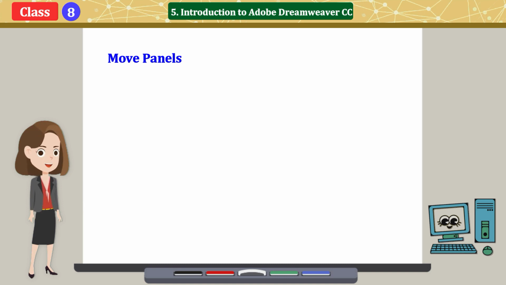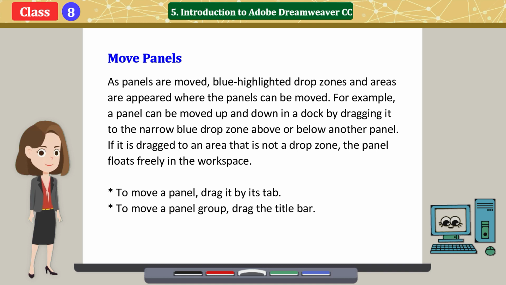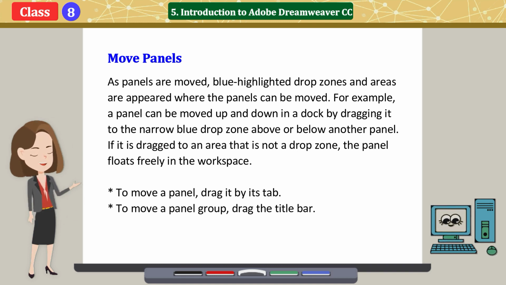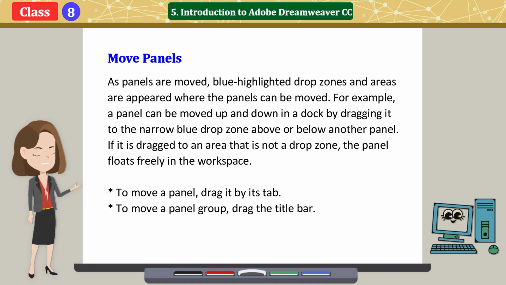Move panels. As panels are moved, blue highlighted drop zones appear where the panels can be moved. For example, a panel can be moved up and down in a dock by dragging it to the narrow blue drop zone above or below another panel. If it is dragged to an area that is not a drop zone, the panel floats freely in the workspace. To move a panel, drag it by its tab. To move a panel group, drag the title bar.